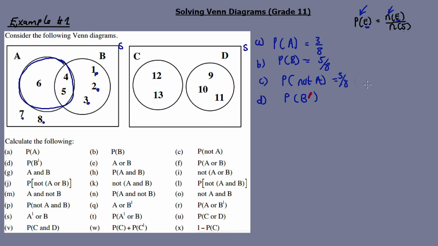All right, now for not B this time. This is equal to, now B, not B is everything outside of B. So it's 1, 2, 3. This is B, not B is everything outside. So it's going to be 3 over 8. Actually, the number of outcomes outside of B, not B, is 1, 2, 3, divided by the number of outcomes within the sample space, which is 8.